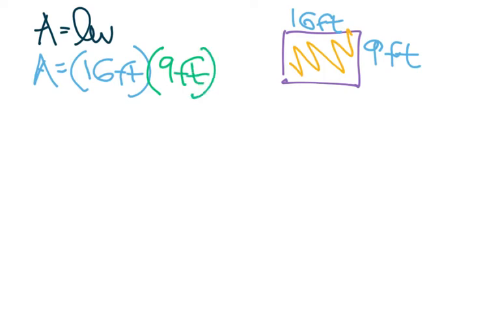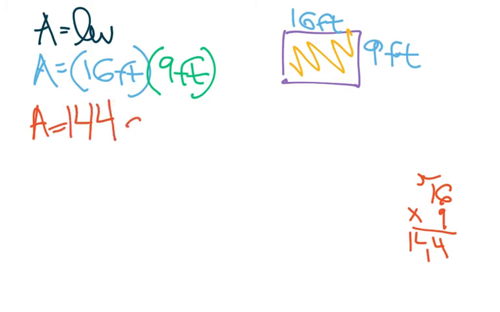Again, I may or may not know what 16 times 9 is. If I didn't, you'd be expected to show that computation. 16 times 9, 6 times 9 is 54, put the 4, carry the 5, 144. Therefore, the area is 144. We know that that is square feet. So I call up the carpet place, and I'm like, oh, I'm ready to go. Give me carpet. And they're like, well, sir, we don't sell carpet by the square foot.